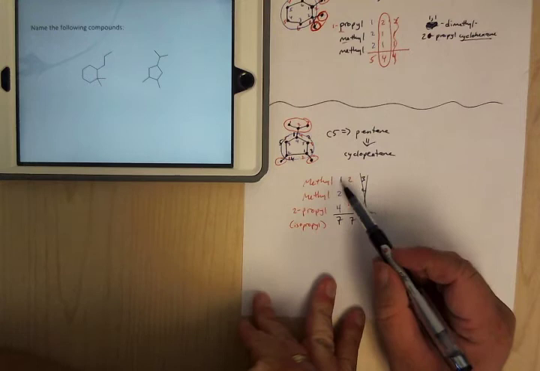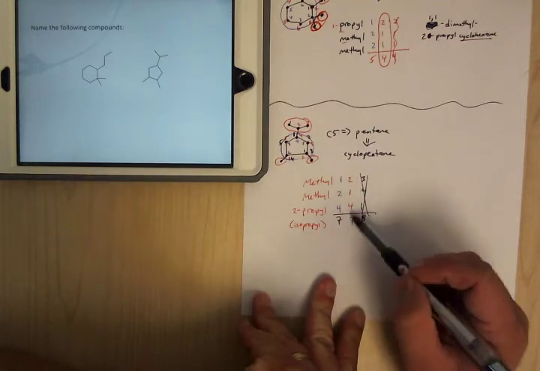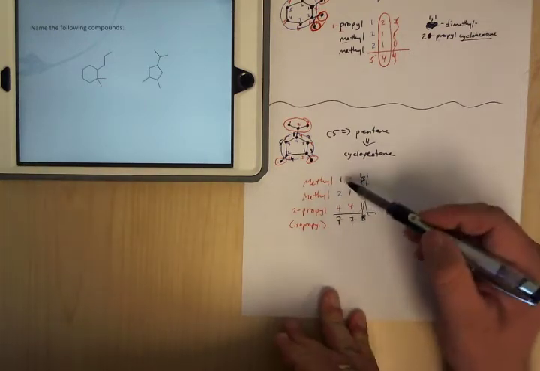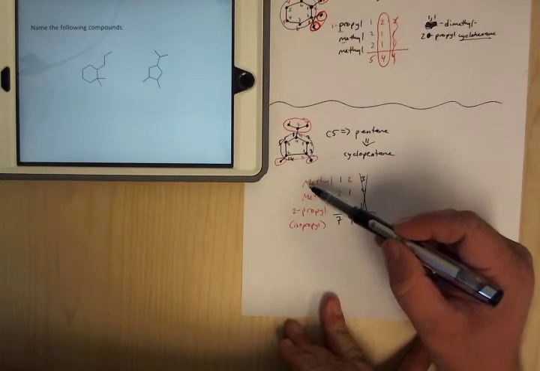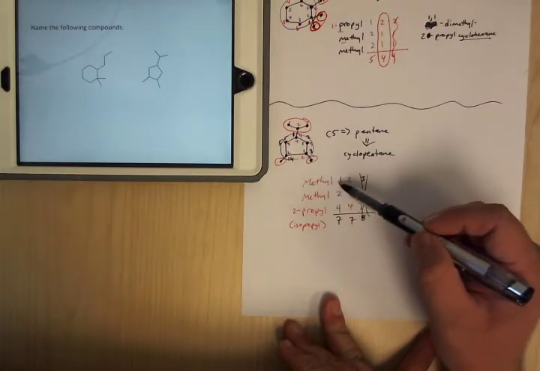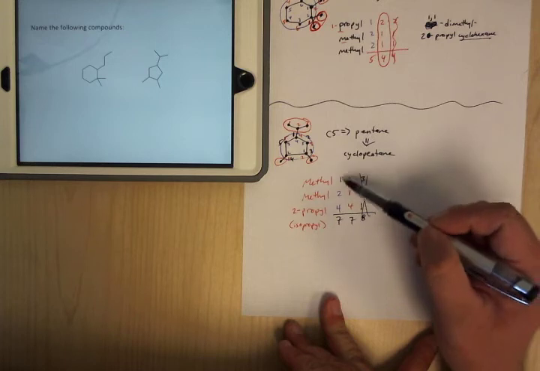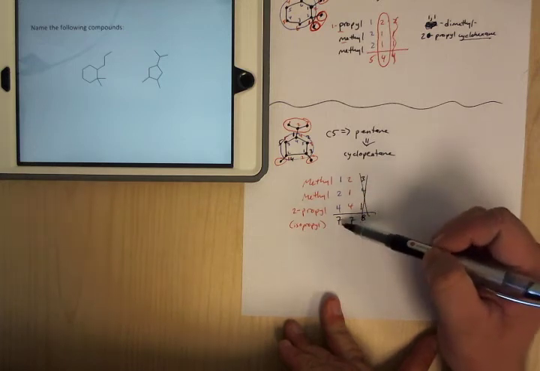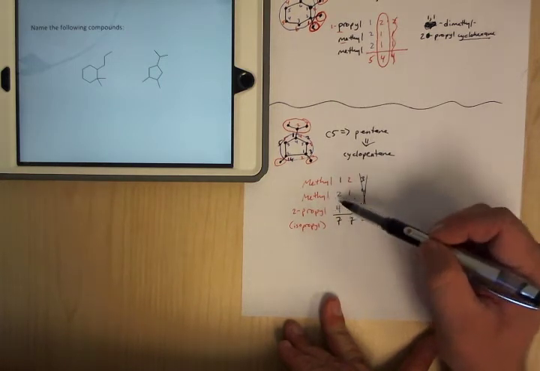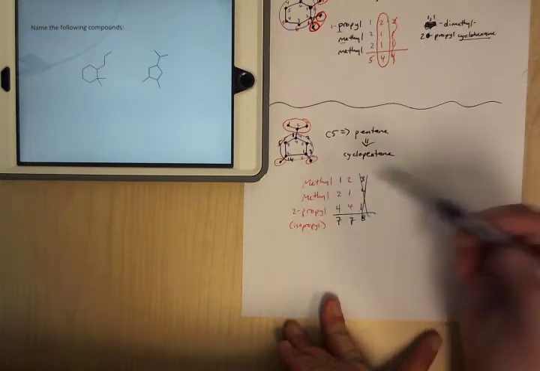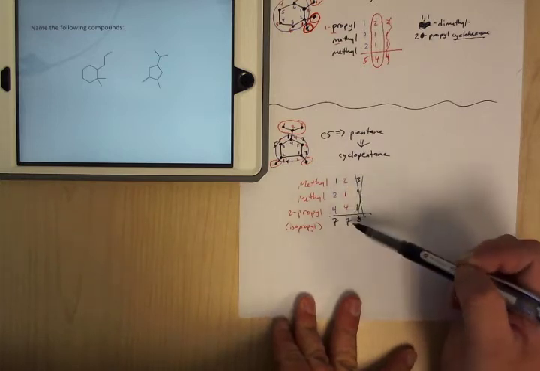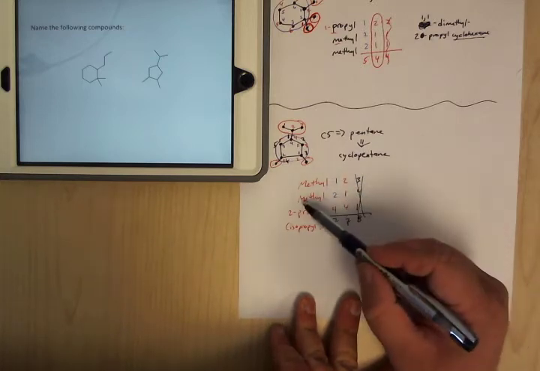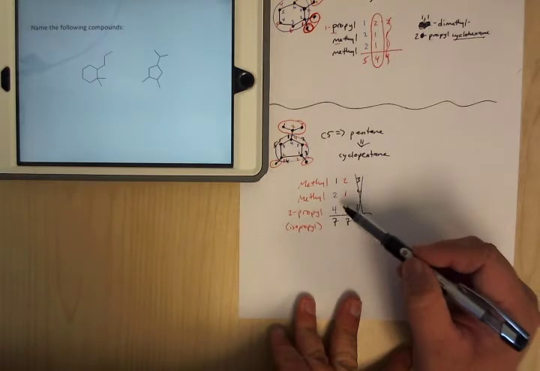Now here, which one is it? Usually when there's a tie, whatever is first alphabetically gets the number 1. However, with these two, even though there's a tie, they would give the same name: 1,2-dimethyl, 4-(2-propyl). So it doesn't really matter in this case. But again, if you have a tie, the first alphabetically is the thing that gets the 1.